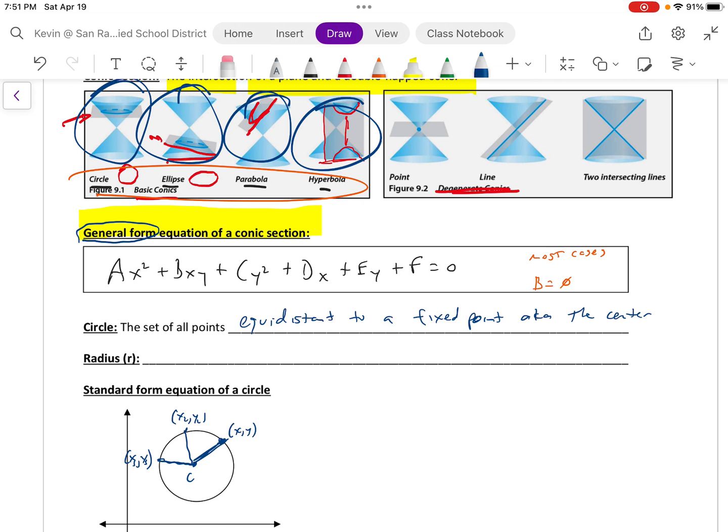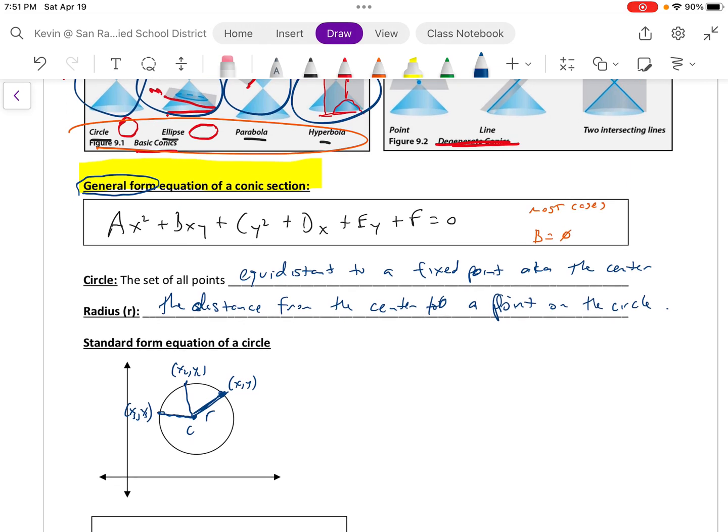So this distance, they're all the same. And we know that the distance between the center to a point on the circle, that is our radius. So the radius is the distance from the center to a point on the circle.